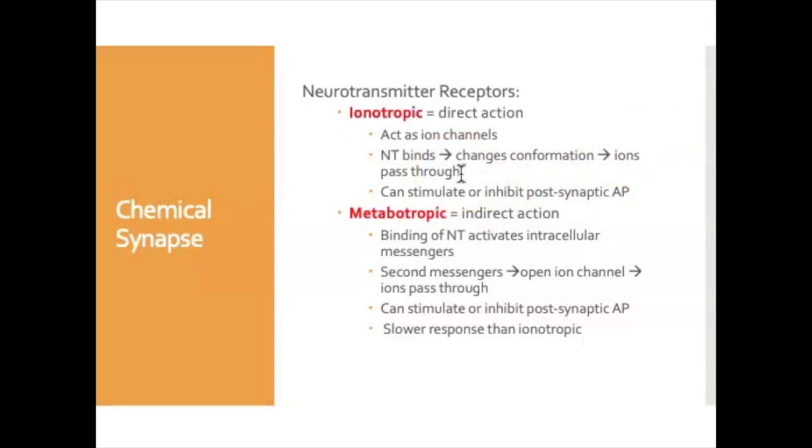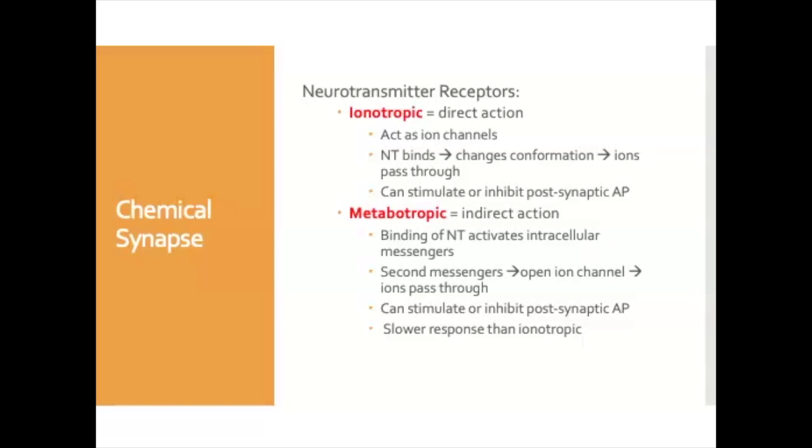Now, sometimes ionotropic receptors are sodium channels. So, when the neurotransmitter binds to the ionotropic receptor on the postsynaptic membrane, sodium will rush into the postsynaptic cell and we'll have depolarization. We will regenerate action potentials. We have recreated the electrical signal in the postsynaptic cell.